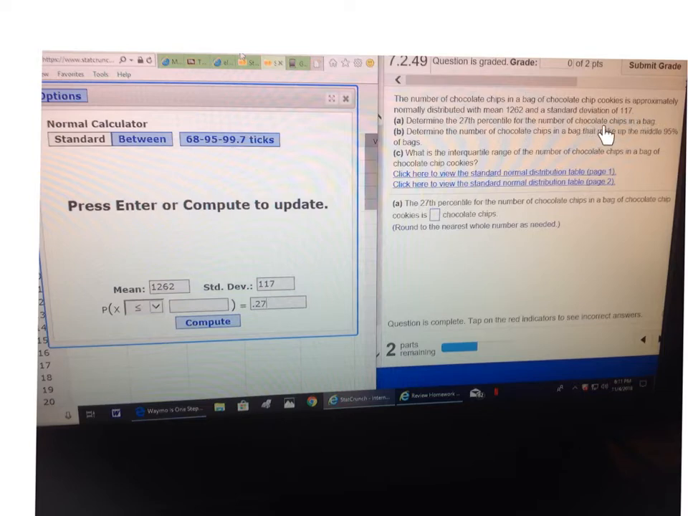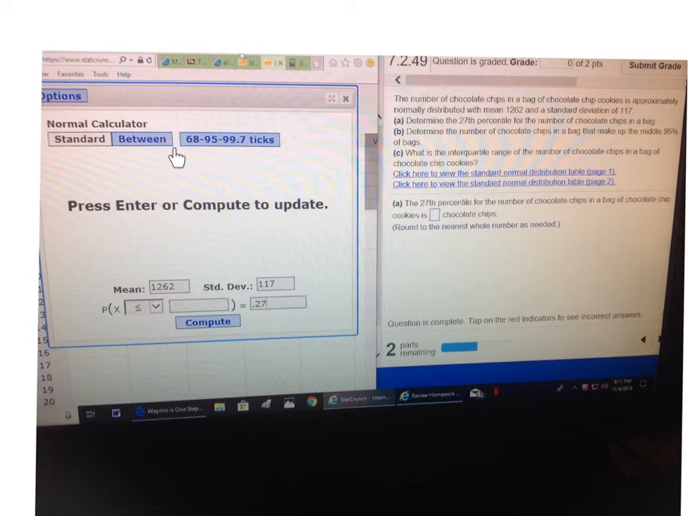Well, you have three options for finding this answer. You could do it by hand with the table in the back of the book. You could use your calculator, or you could use StatCrunch and the normal calculator. So I chose to go into StatCrunch and use the normal calculator. And you do have videos and directions on how to access this. You go into StatCrunch, you click on Stat, and then Calculators, and pick the normal calculator.